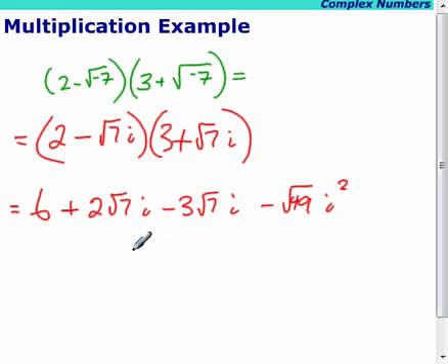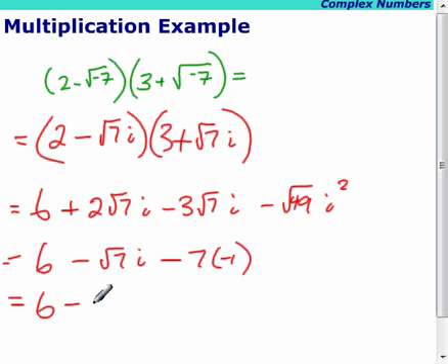Now watch what happens when I simplify this. I get 6. 2 root 7I minus 3 root 7I would be a minus 1 root 7I. I can do that because they're like terms. But here, the square root of 49 is 7, so this will be minus 7. Oh, but I squared is equal to negative 1, so I can rewrite this again. 6 take away root 7I. This will be plus 7. And now I've got like terms here, so the final answer will be 7 plus 6 is 13 minus root 7I.